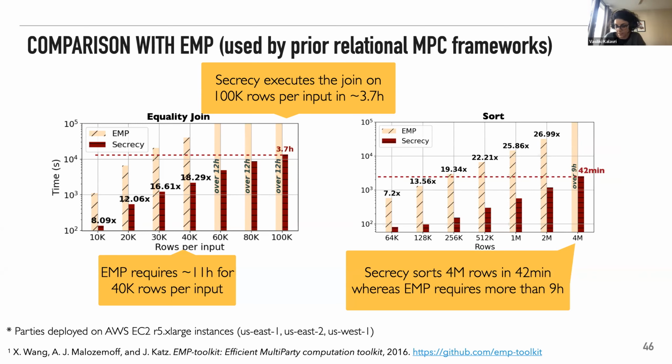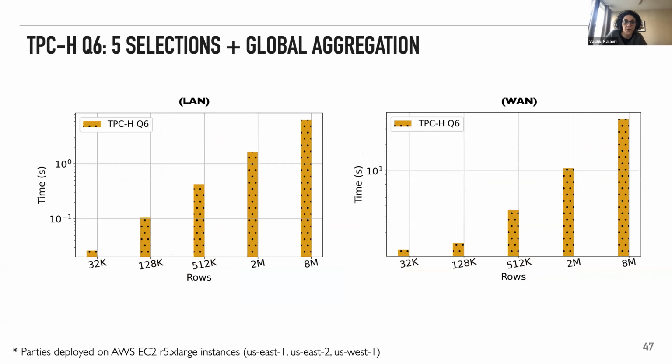So these are great. We also run Secrecy on increasing input sizes for different queries of 3 categories. So this is the easy one. This is easy in terms of cost, MPC cost, because it only has selections and 1 global aggregation.